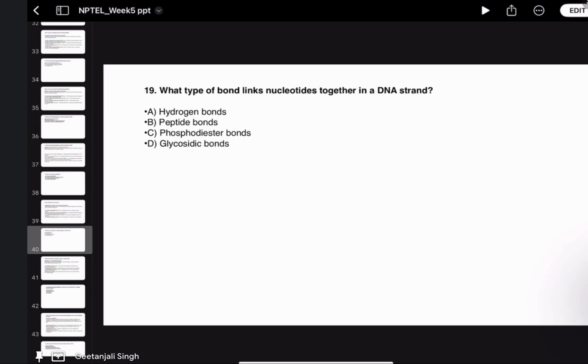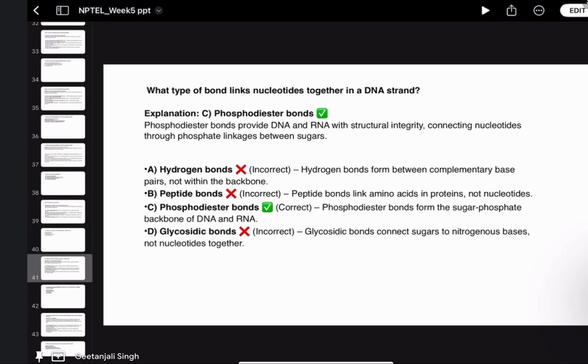Then the type of bond that holds nucleotides together, not the bases, but the nucleotides. The DNA strand, yeah, the backbone of DNA. The correct answer is phosphodiester bond.